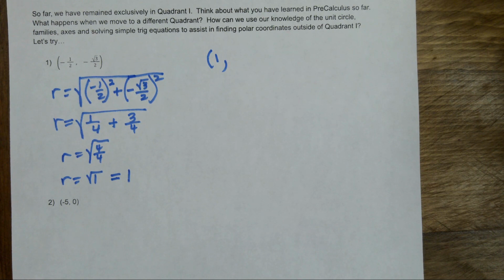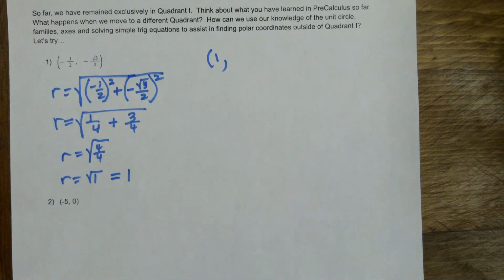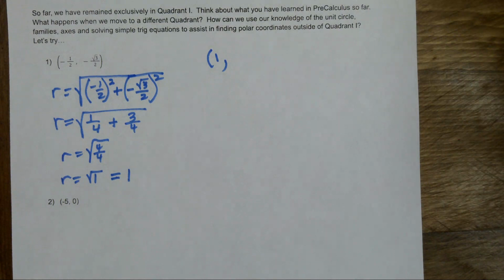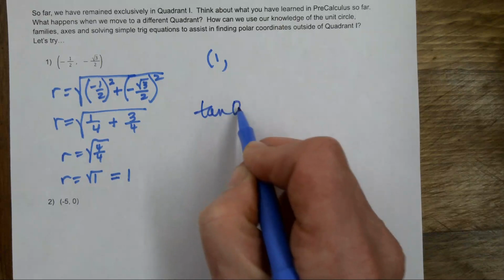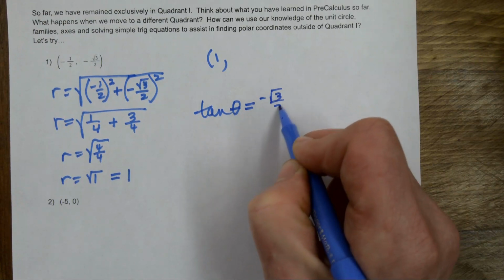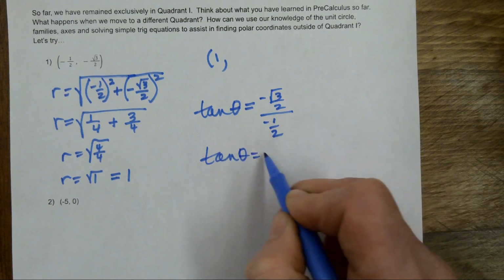All right, without even setting up my tangent equation, what family am I looking at? Pi over 3. And I know that, and I said it right finally, pi over 3, because back when we talked about this, pi over 3 is 1/2 times the square root of 3 over 2. So my square root of 3 is in the right position. So this is the pi over 3 family. So the tangent of theta has to be equal to negative square root of 3 over 2 over negative 1/2, which is tangent of theta is the square root of 3.